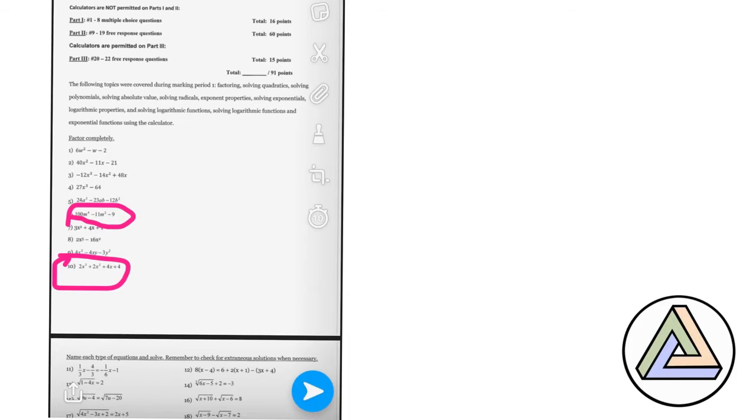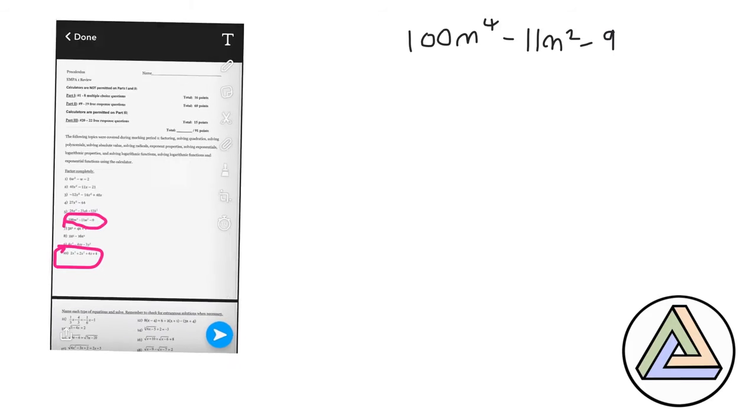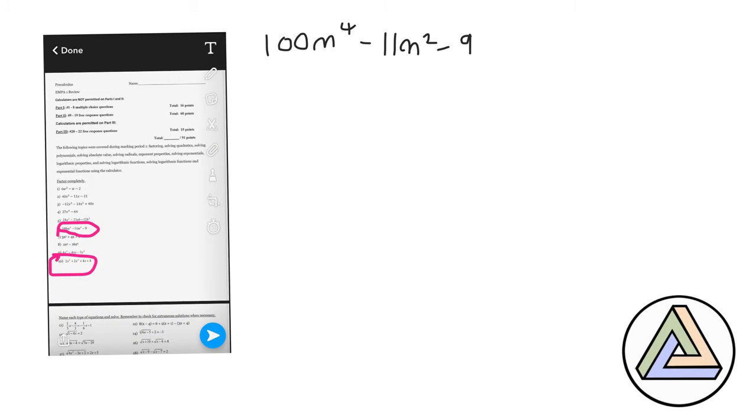Now I'm actually going to write this up here. So we have 100m to the fourth minus 11m squared minus 9. Basically, it's helpful to take the middle variable, which is m squared, and temporarily call that z. Then what I do is I rewrite this whole thing with m squared being z.